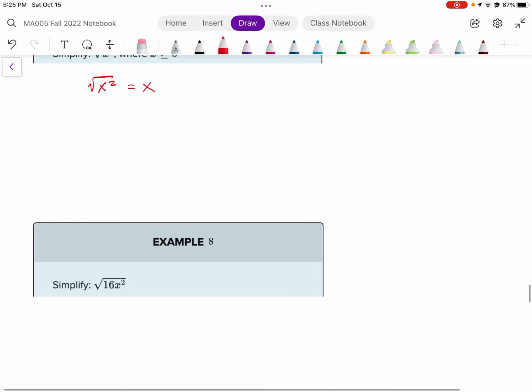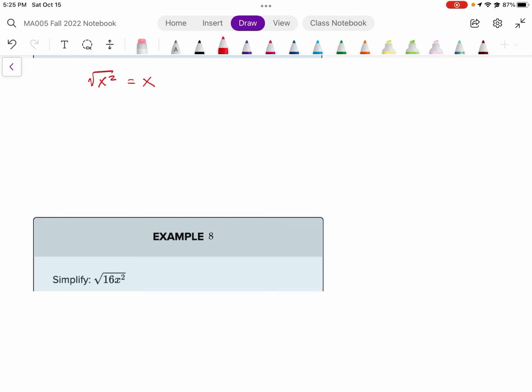Okay, so simplify square root of 16x squared. All right, so square root of 16x squared. Think of this as 4 squared times x squared underneath there. So the square root of 4 squared times x squared is going to just be 4x.